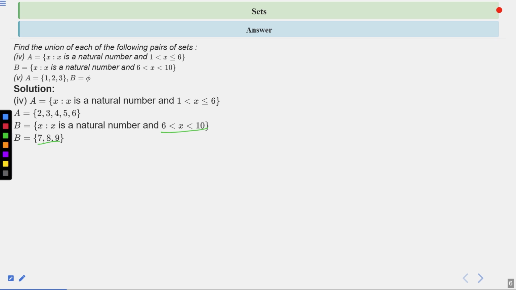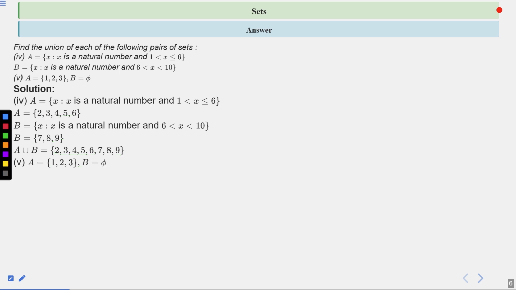Clear? Now, in order to find the union, what you have to do is just collect all the elements from both the sets and that set will be your A union B. So A union B has the elements 2, 3, 4, 5, 6, collected from set A, and now 7, 8, 9, collected from set B. I hope this way of representation, this method, is clear to you, on how we are going to find A union B if you are given any finite number of sets.